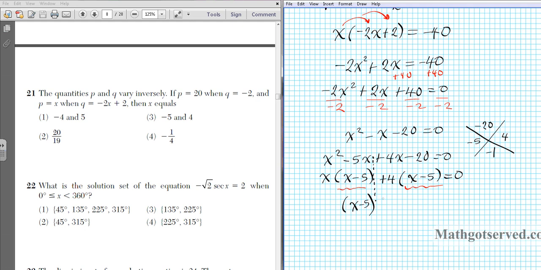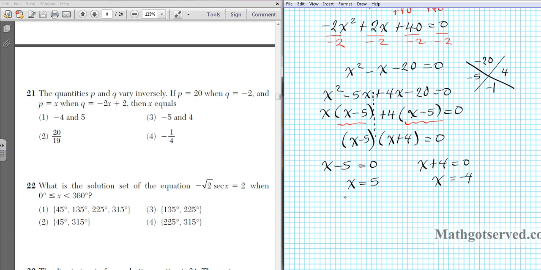Okay, so times x plus 4 equals 0. Now we're going to use the zero product property to finish this up. Basically, we'll set both results to 0. x minus 5 equals 0, and x plus 4 equals 0. If I solve this for x, I'll have x equals 5. And solve this for x, I'll have x equals negative 4. So the value of x is basically negative 4 and 5. So we can see that our answer is option number 1.